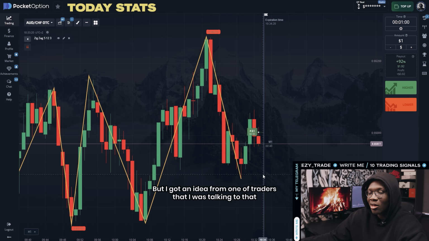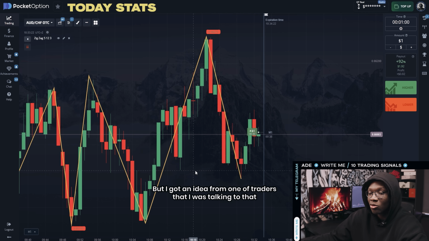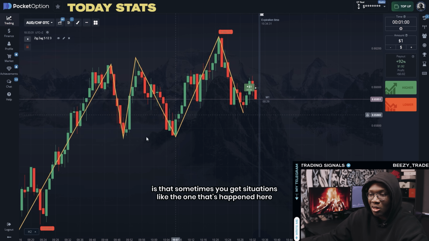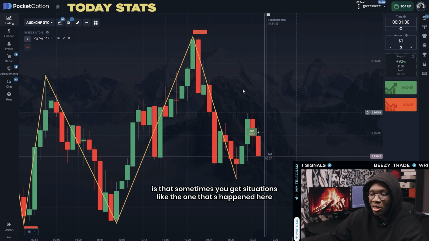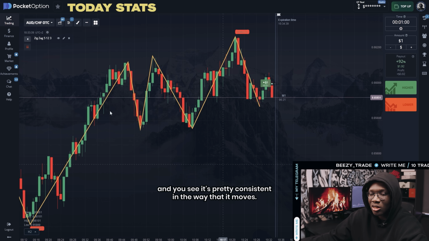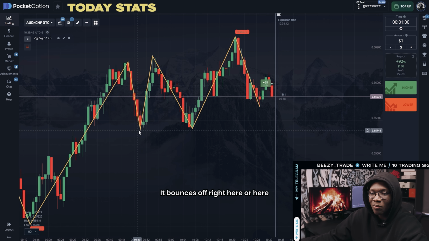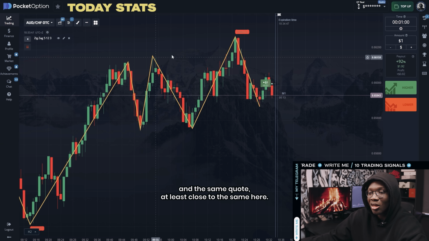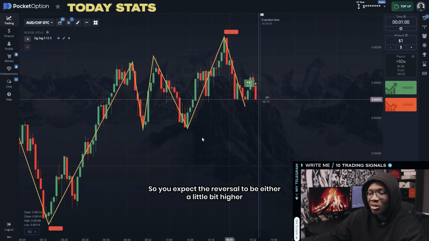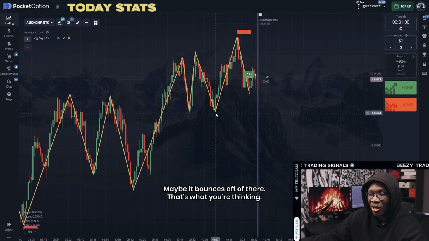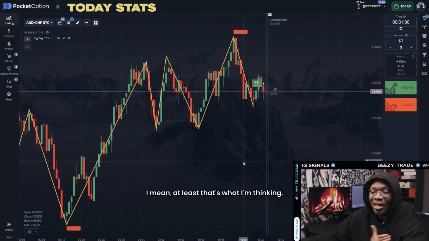But I got an idea from one of the traders that I was talking to that you can make this even more OP, because the problem with this strategy is that sometimes you get situations like the one that's happening here, where you've seen the market move this way, and it's pretty consistent in the way that it moves. It bounces off right here or here, and the same, at least close to the same, here. So you're expecting the reversal to be either a little bit higher as it started from there, or a little bit lower. Maybe it bounces off of there. That's what you're thinking. I mean, at least that's what I'm thinking.